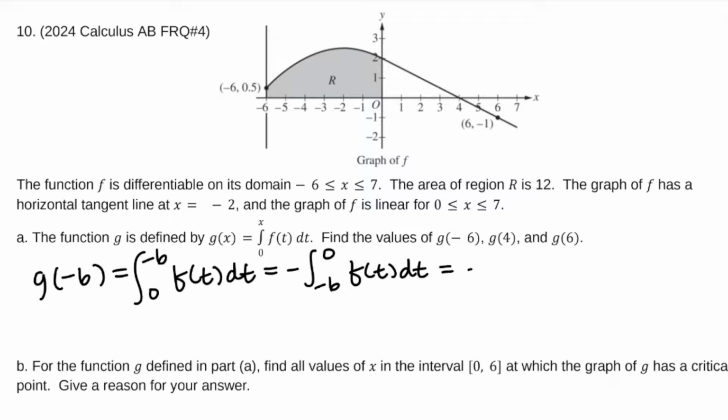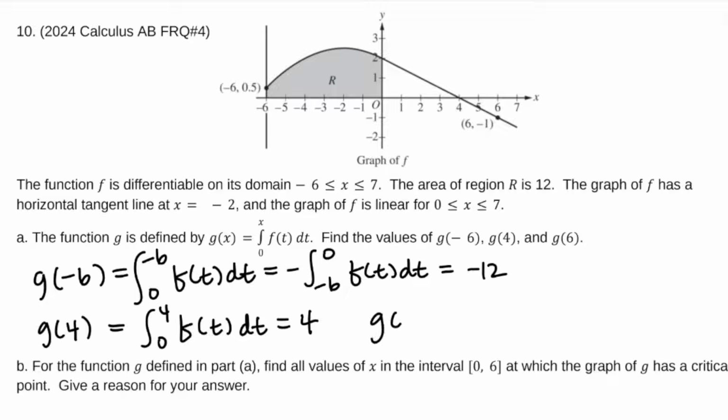That's going to be -12. Or you could think integrating a positive function backwards is going to give you a negative amount of area. It gives you the same result. G of 4 is going to be a triangle, so the integral from 0 to 4 of f. And that would be half of 4 times 2, so that's going to be 4.